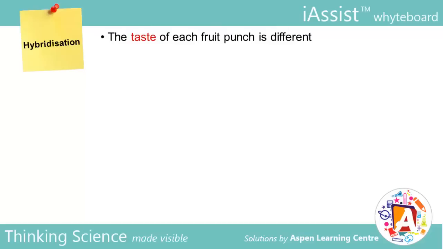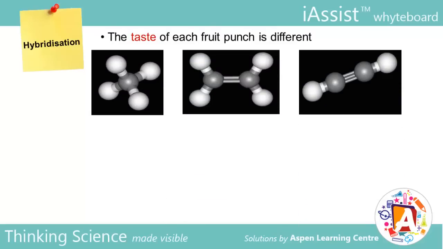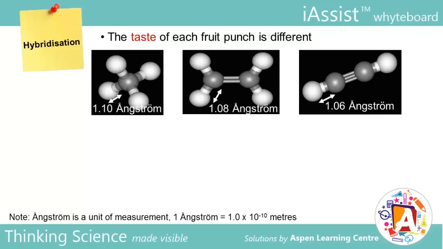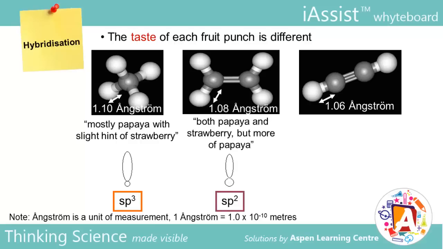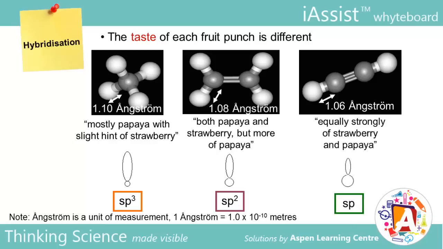The taste of each fruit punch is different. When we do a direct comparison of C-H bond lengths between methane, ethene and ethyne, we see a clear trend: the bond lengths decrease. This makes sense once we recall that for the same shell, s orbitals are closer to the nucleus than p orbitals. Therefore, in an sp3 hybridized atom, its sp3 hybrid orbital would be longer than the sp2 hybrid orbital in an sp2 hybridized atom, due to the greater p character in the former. Likewise is understood for comparison of sp2 to sp hybridization.